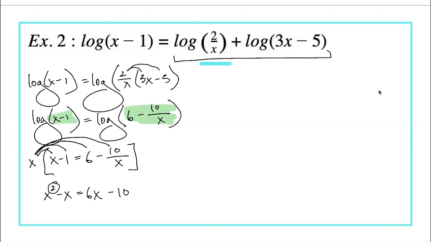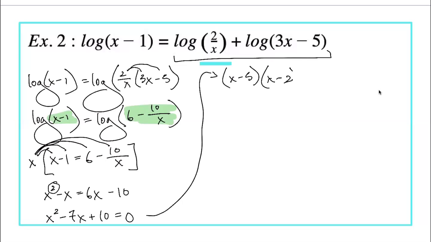And now I see a quadratic, so I'm thinking move everything to one side, set it equal to 0, solve for x. So we get x squared minus 7x plus 10 equals 0, which, unlike that other one where we had to use the quadratic formula, this one is factorable. And in fact, it factors into x minus 5 times x minus 2. And so we can say that x equals 5 or x equals 2.